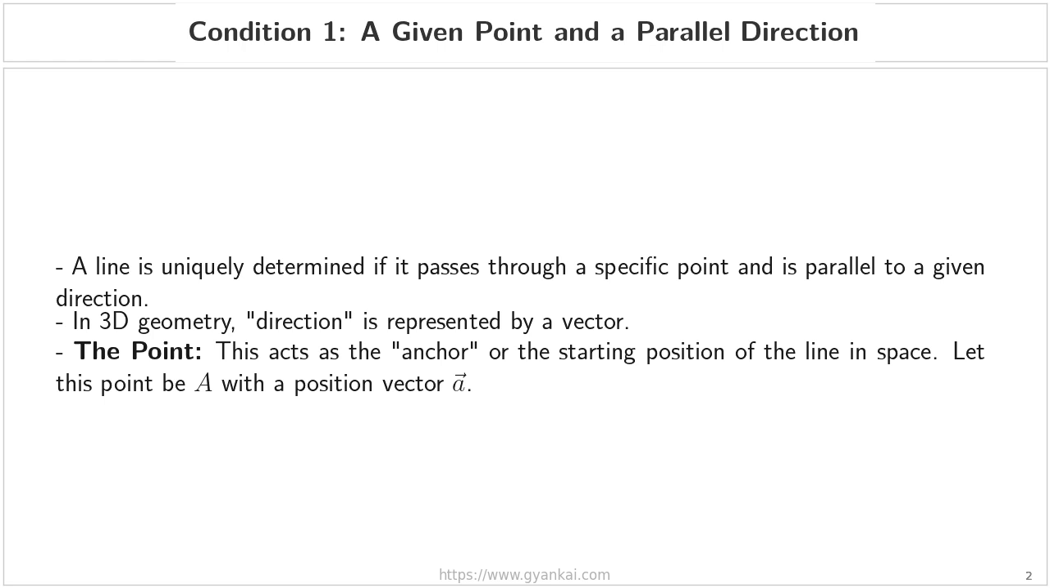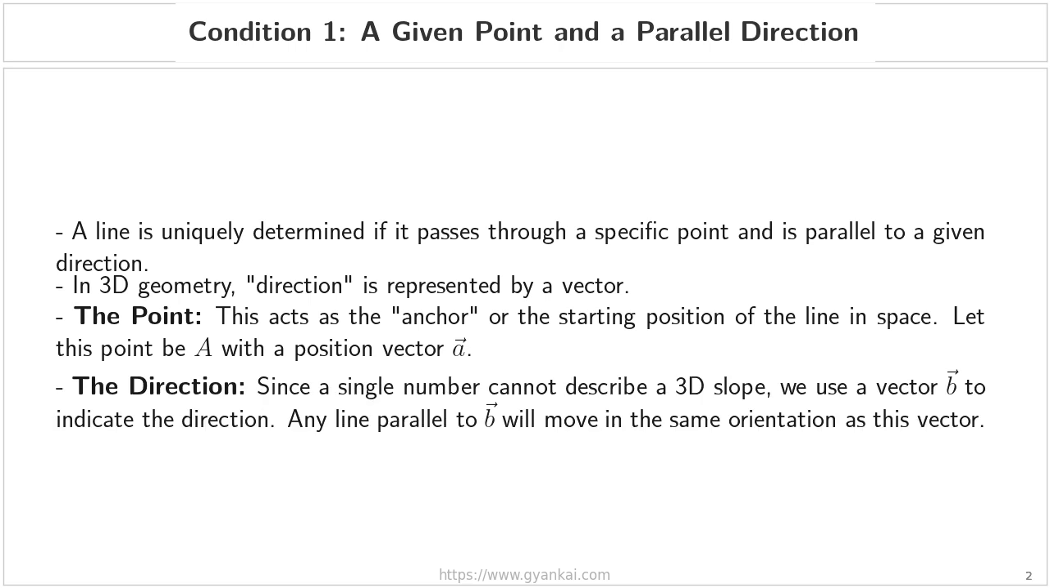First, think about the point. You can think of this point as your anchor. It provides the starting position of the line in space. We can call this point A, and we represent its position using the vector A arrow. Second, we have the direction. Because, as I mentioned, a single number can't describe a 3D slope, we use a second vector, let's call it B arrow, to indicate the direction. Any line that is parallel to this B arrow will move in the exact same orientation.